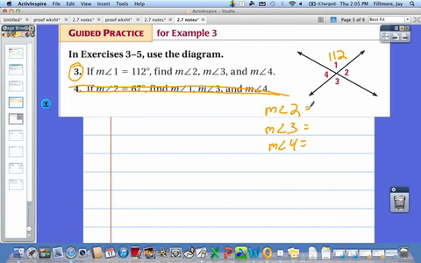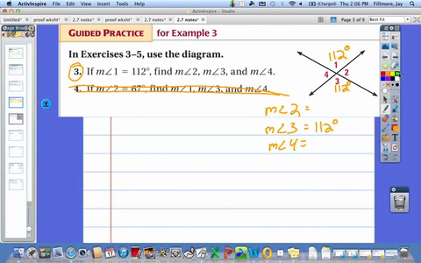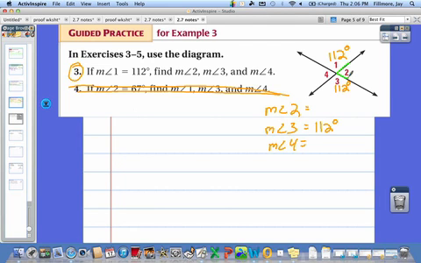Well, looking at our picture over here, 1 and 3 are across from each other, so they should be vertical, so they're the same thing. They're both 112 degrees. Angle 2, however, isn't vertical with angle 1 or 3. It's vertical with angle 4, which we don't know yet.